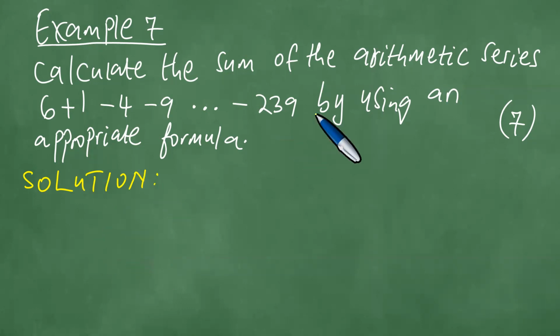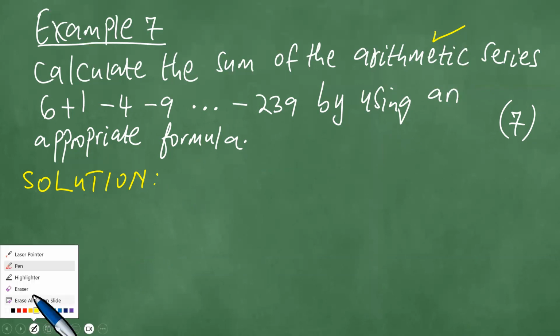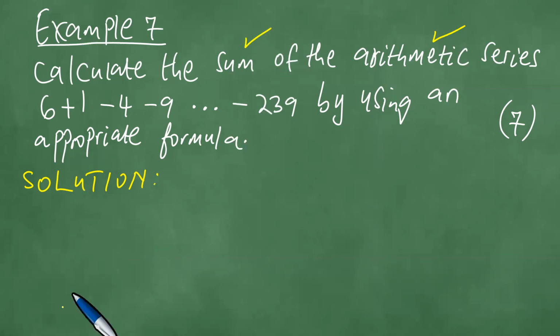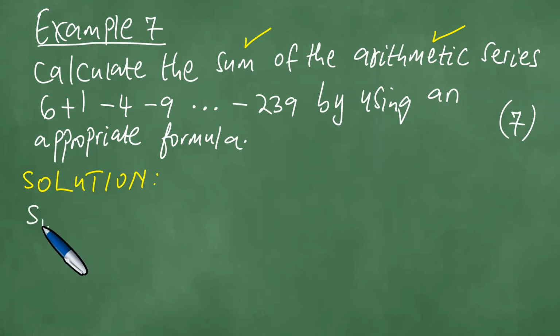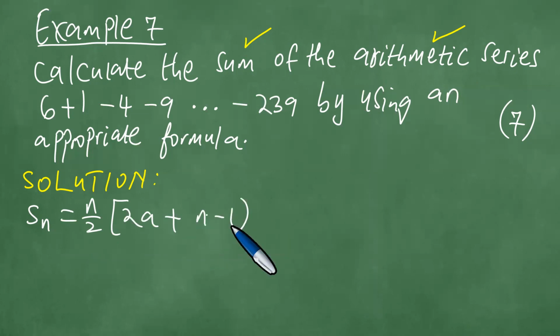To calculate the sum of the arithmetic series here, because they have already said it is arithmetic, and we need the sum, you must ask yourself, what is the formula? Sn is n over 2 into twice a plus n minus 1 into the common difference D. But we need to know the first term.